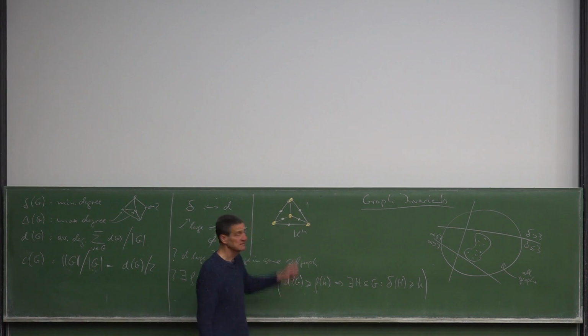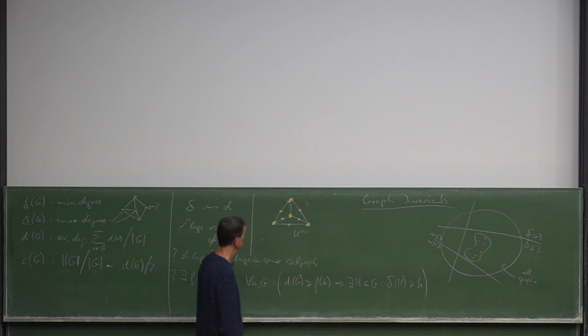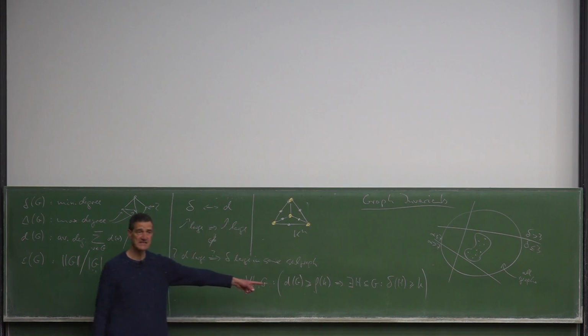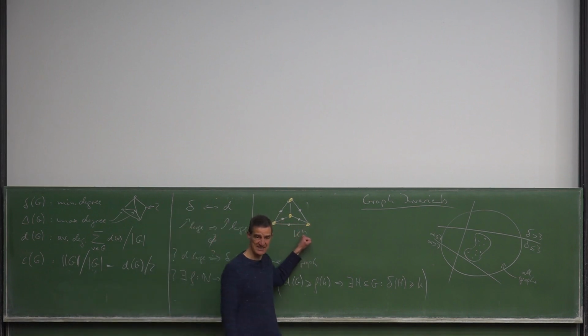And this graph does not have a subgraph of large min degree. Right? It doesn't have a subgraph whose min degree is bigger than 2. But it's not a counterexample just yet, because it doesn't have large average degree, even if n is large, or does it?